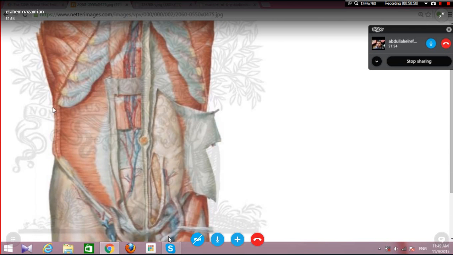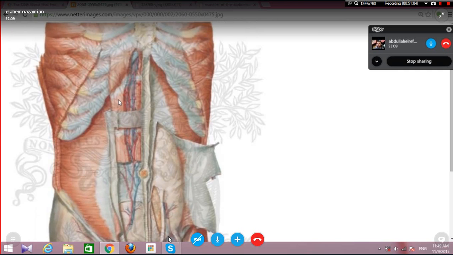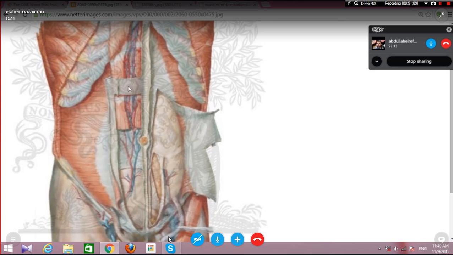Now let's see the things that we studied. What is this first layer which is cut? External oblique muscle. What is this? Internal oblique muscle. Very good. What is this? Transversus abdominis muscle. What is this muscle? Rectus abdominis. Very good. What is this white thing? This is the aponeurosis of the rectus sheath, the anterior layer of rectus sheath. Very good. What is the one which goes behind? Posterior rectus sheath. Very good.